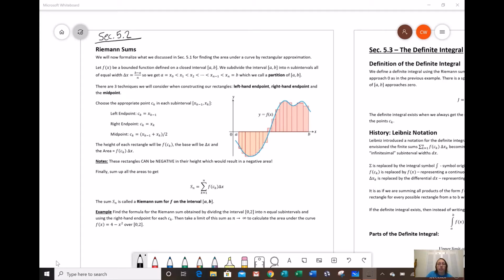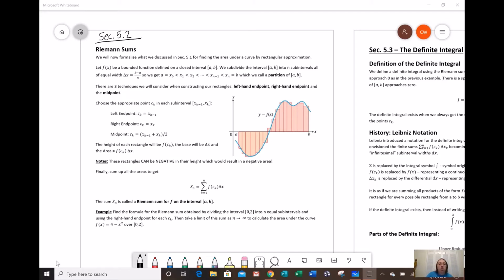So x0 is a, so then you add your delta x to get x1, add delta x to get x2, add delta x to get, and so on, all the way down to b, and that's called a partition. Once you have your partition, you then have to choose which method you want to use. So I've showed you left hand, right hand, and midpoint for calculating the area under the curve.